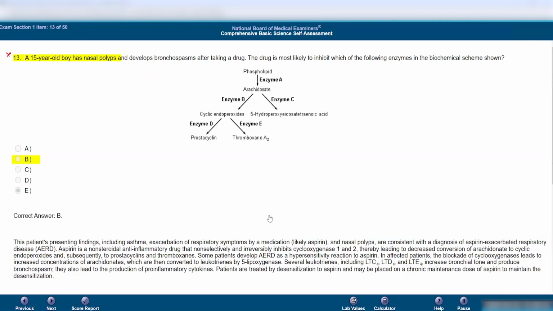Okay. A 15-year-old boy had nasal polyps and bronchospasms. It asks, the drug is most likely to inhibit which of the following enzymes? I didn't know. I don't know what I was thinking on this one. I remember not knowing what drug to give.